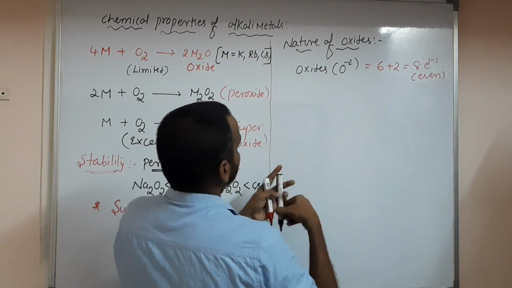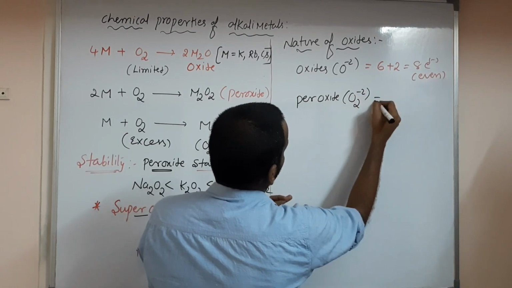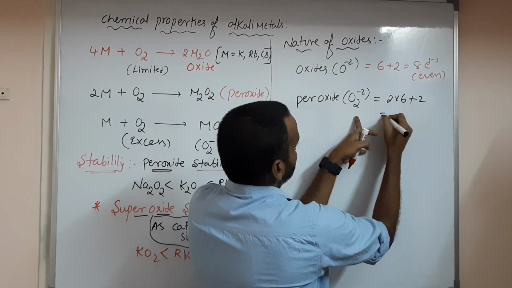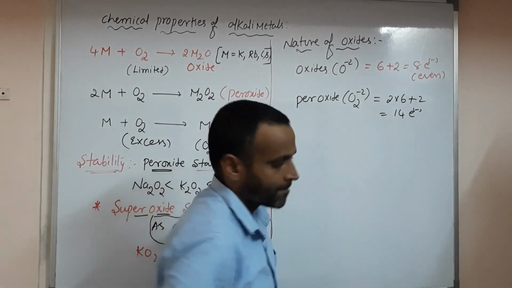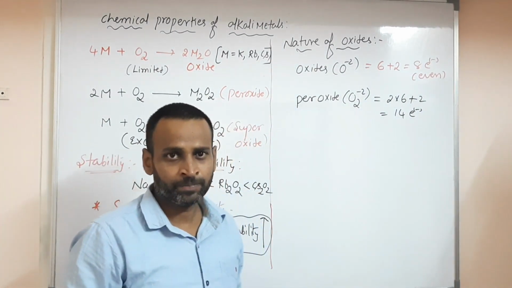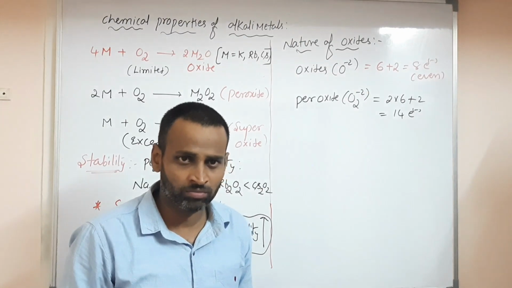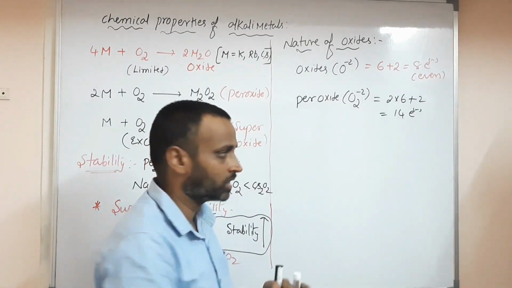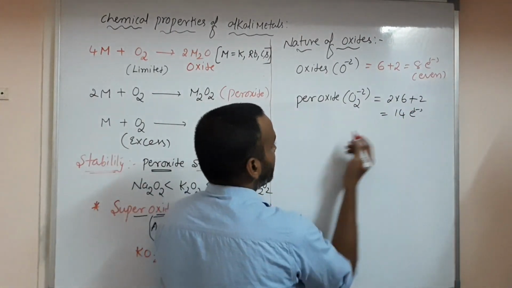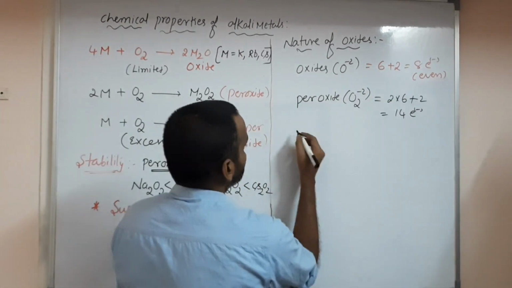Next is peroxide. Peroxide means O2 minus 2. So how many valence electrons? 2 oxygens, so 2 into 6 plus 2, total 14 electrons. Sir, oxygen is 8, no? 8 is the atomic number; I am writing valence electrons, because only valence electrons are involved in bonding, as you know from Lewis dot structures. Oxygen is in the 6th group, so 2 into 6 plus 2, 14 electrons.